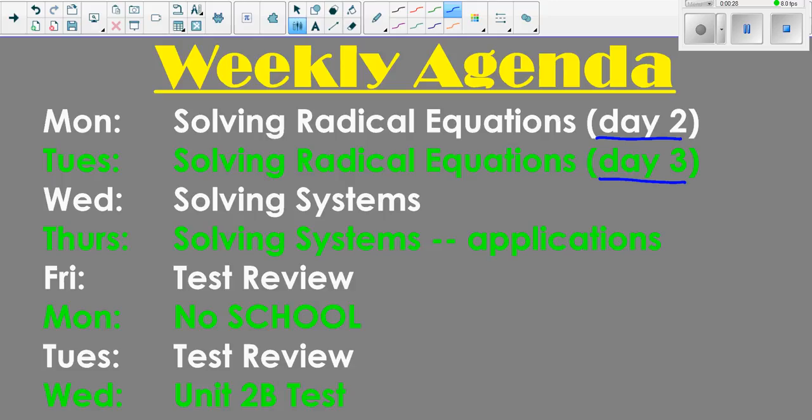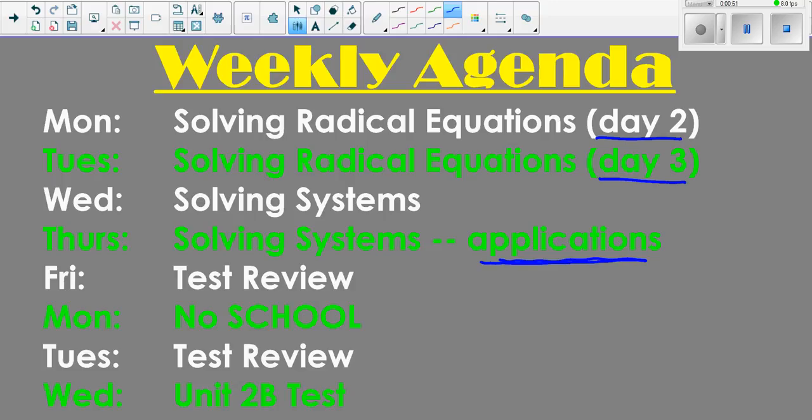Those systems will be equations that are radicals as well as rational, so it'll be a good review of the last 5 days. And then we'll have another day of it on Thursday where we start talking about some application questions and word problems and setting up systems. And then on Friday, we will review for the test. Monday, we don't have any school. Tuesday, we'll review for the test. And then Wednesday, we'll have the test.